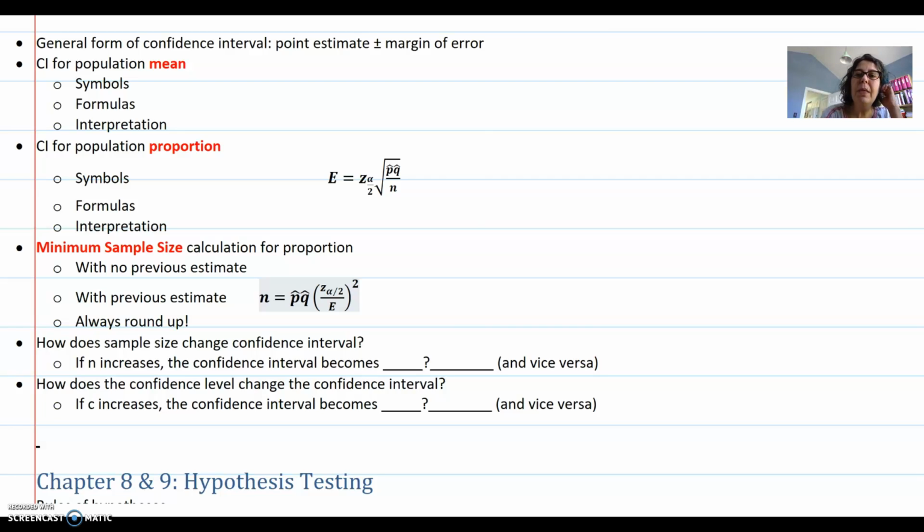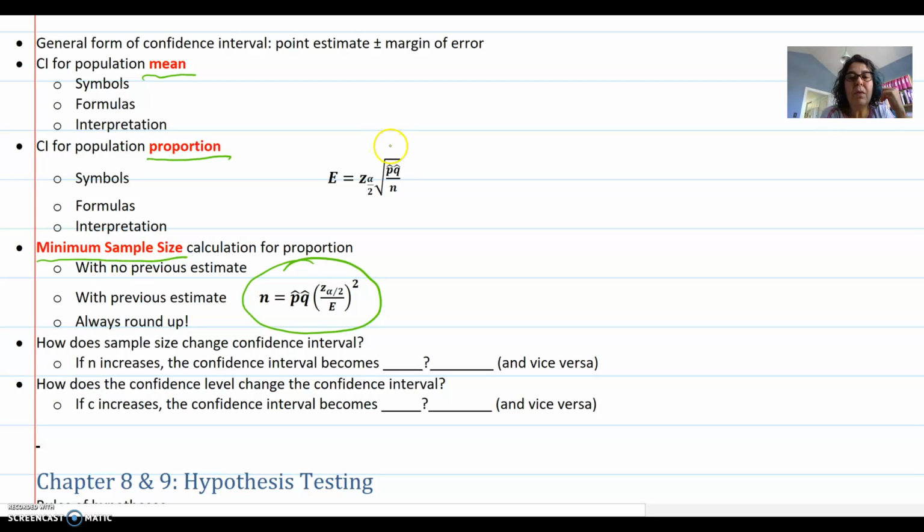Confidence intervals could be about means, which means that we are talking about numerical variables. Confidence intervals could be about proportions, which means that we're talking about categorical variables. Or we can use the confidence interval formula for finding the minimum sample size. Okay, so this is in a nutshell confidence interval.